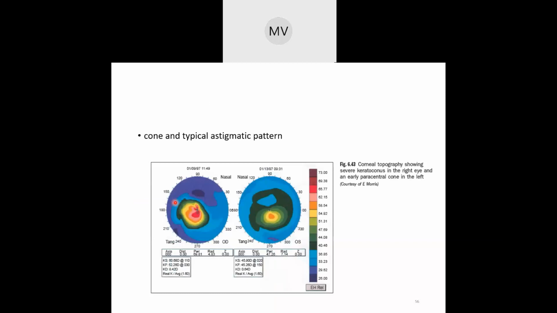Conical astigmatic pattern. Over here in the right eye, we can see the central area is much more protruded as compared to the other. So we can say that the cone of this particular patient is somewhat at the center and the size is very small. So we can say that the type of cone over here is actually a nipple cone.